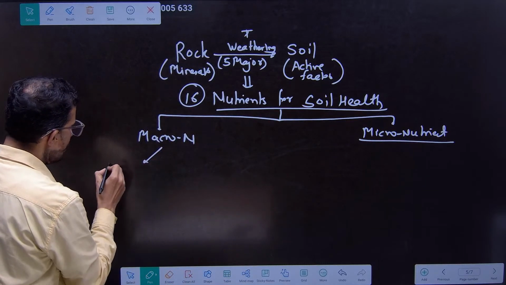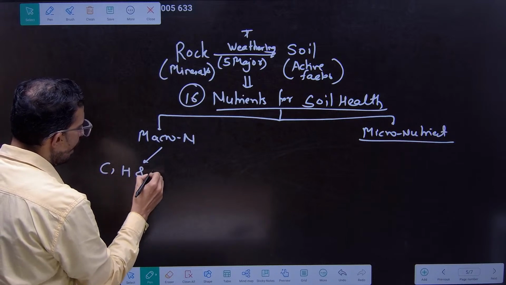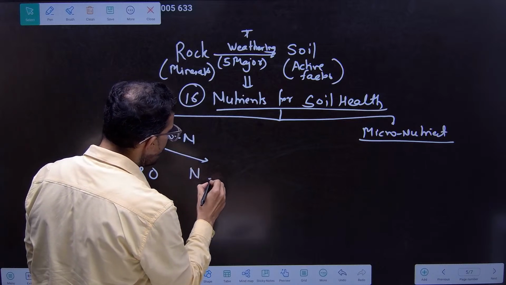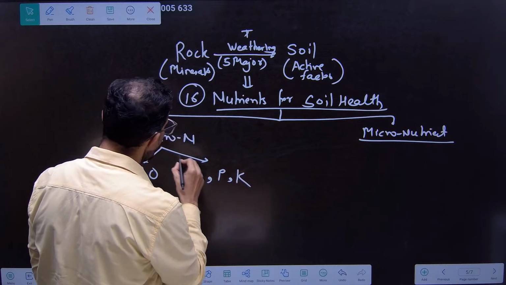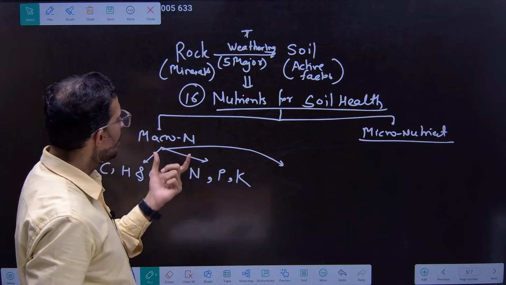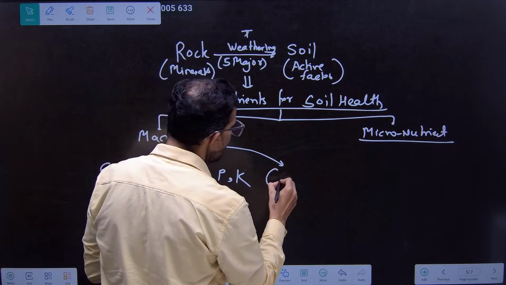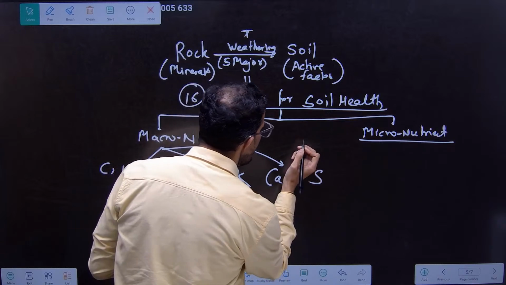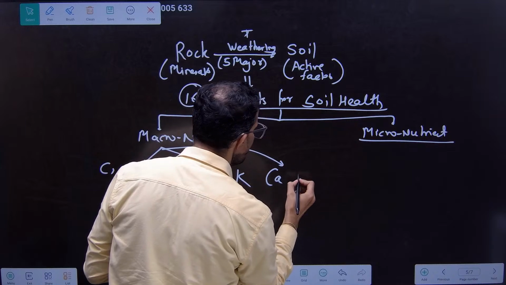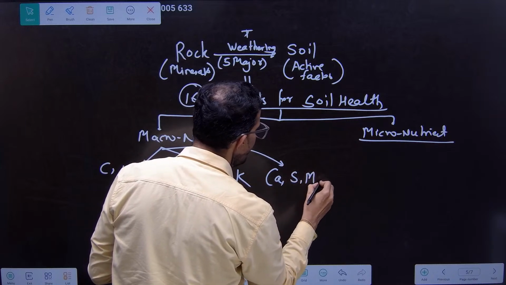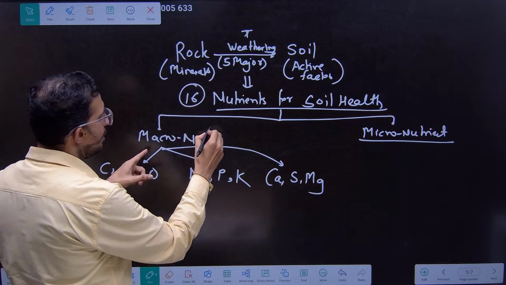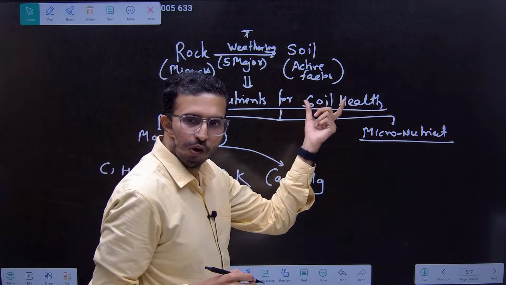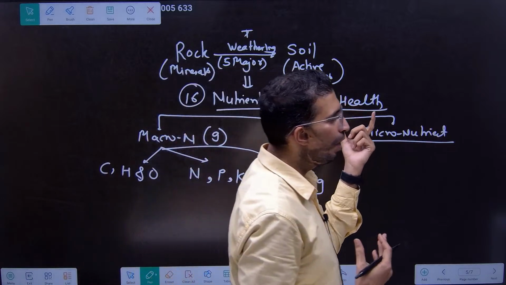For the soil's nutrition as well, we require certain kinds. From the atmosphere we require the carbon, hydrogen and the oxygen. Like for the good soil we require the nitrogen, phosphorus and the potassium, and also the calcium, sulfur and the magnesium. So these 9 macronutrients are required for the soil and for the optimal crop growth.